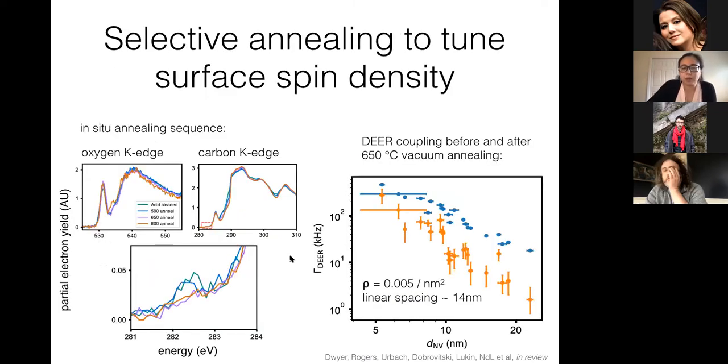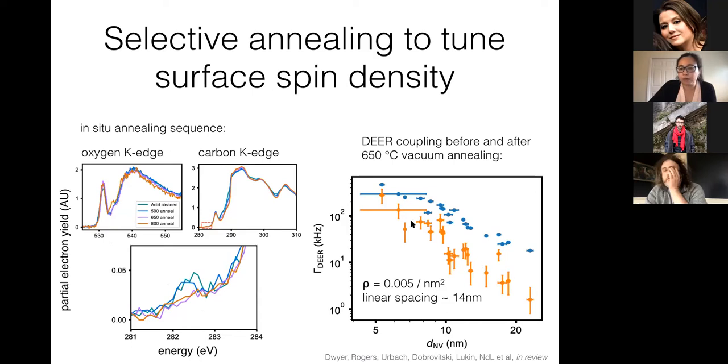So what we needed was some way to selectively remove these DEER spins, these surface spins, that didn't change very much about the rest of the electronic structure. If we did in situ annealing to 650 degrees, you can see that the oxygen edge doesn't change very much and the carbon edge doesn't change very much, except if you zoom in on this very, very little peak at 282.5 eV. At 650 degrees, the dangling bond peak goes away. So we're pretty confident that this is a selective annealing procedure.